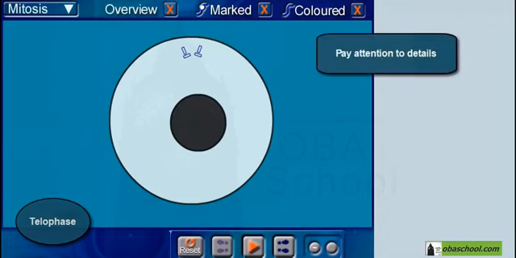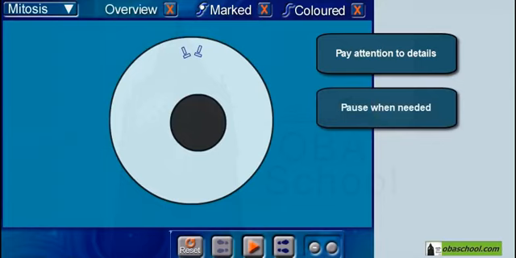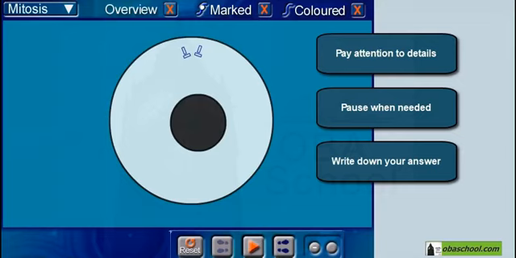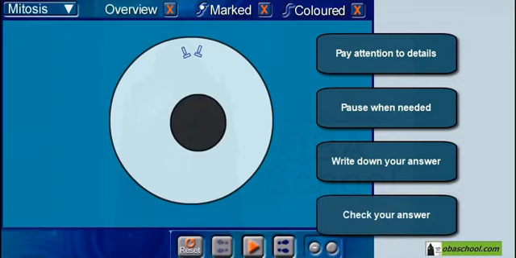This is the parent cell that's going to divide into two daughter cells. Pause whenever you need to in order to observe the details of what is happening. Write down your answer, and then I will say the correct answer and you can check yours. So let's begin.